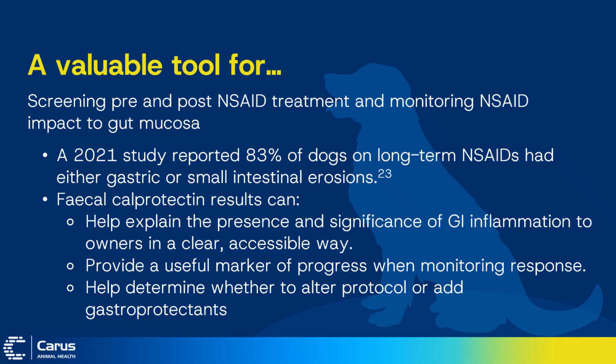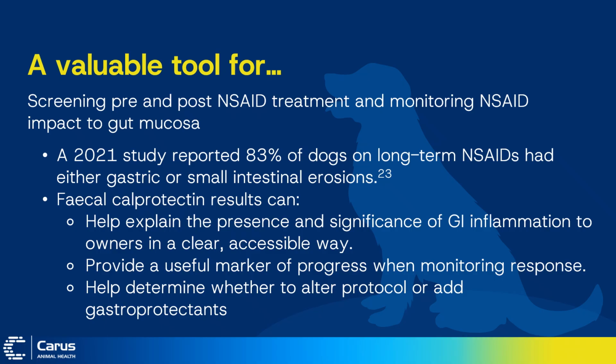So we can use GIQuest for pre and post NSAID treatment, and also monitoring NSAID treatment. We do often, every 6 months, do a urinalysis and blood test, obviously mainly looking at the kidneys when animals are on NSAIDs, but we're not doing anything to check their GI tracts. And a 2021 study reported that 83% of dogs on long-term NSAIDs had either gastric or small intestinal erosions. So it's really important that we're checking this.